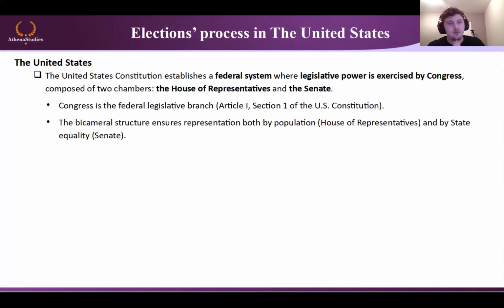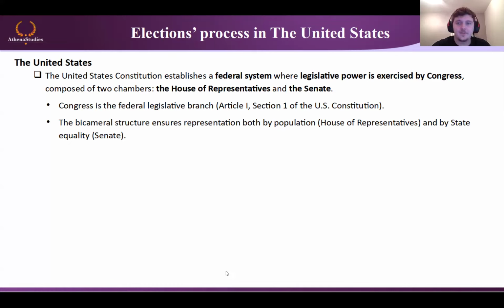So we start with the US, and the US Constitution establishes a federal system. And so in the federal system, I will move myself here, so that I can see the slides. That's better. Perfect.